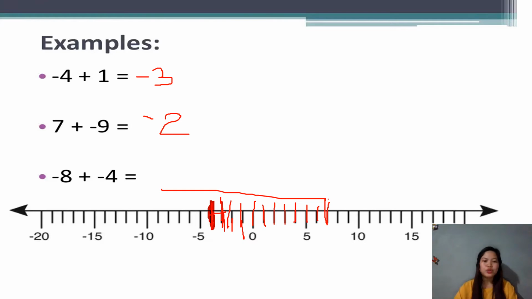Okay, now let's go to example number 3. Negative 8 plus negative 4. Again, guys, negative 8 plus negative 4. Where is negative 8? We locate it here, negative 6, negative 7, negative 8. Here is negative 8. We add negative 4. Since it is negative, we go left again, four steps. We start here at negative 8 and go left. This is 1, 2, 3, and 4. So what is this? This is negative 11 and negative 12. So our answer is negative 12.